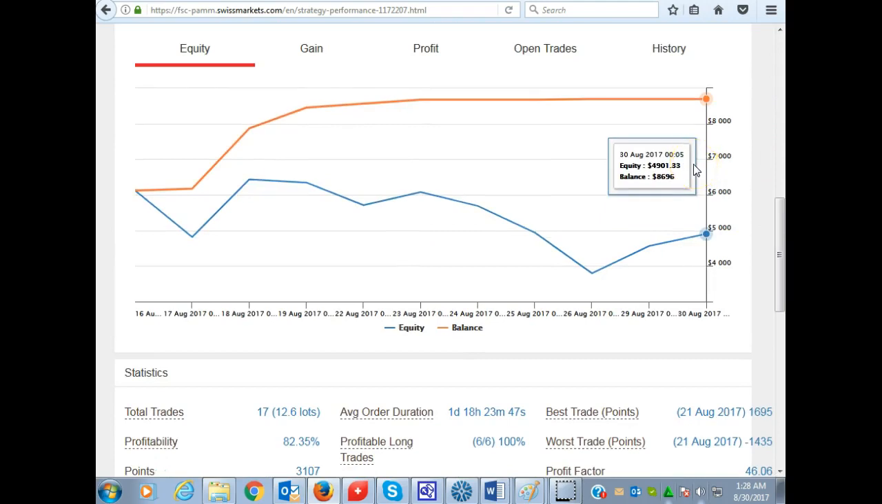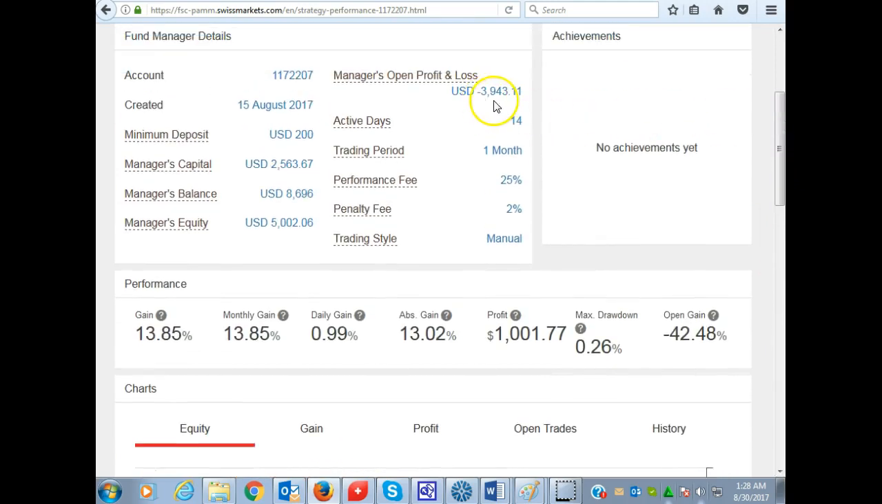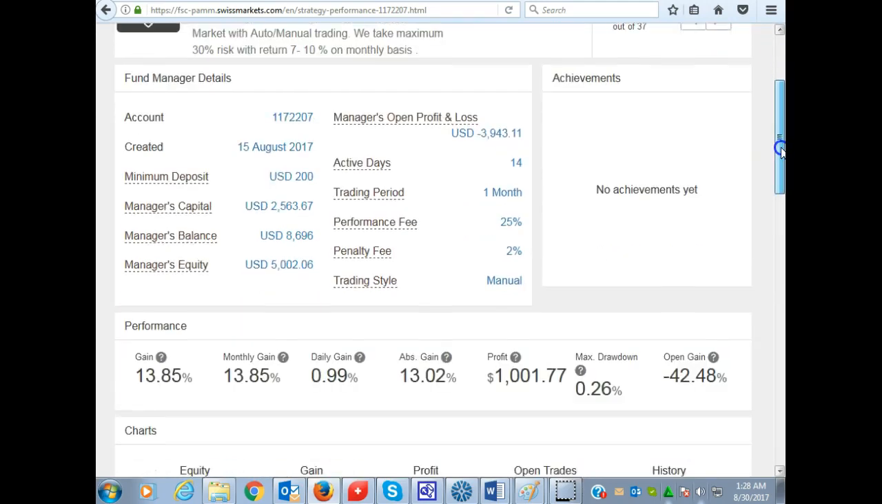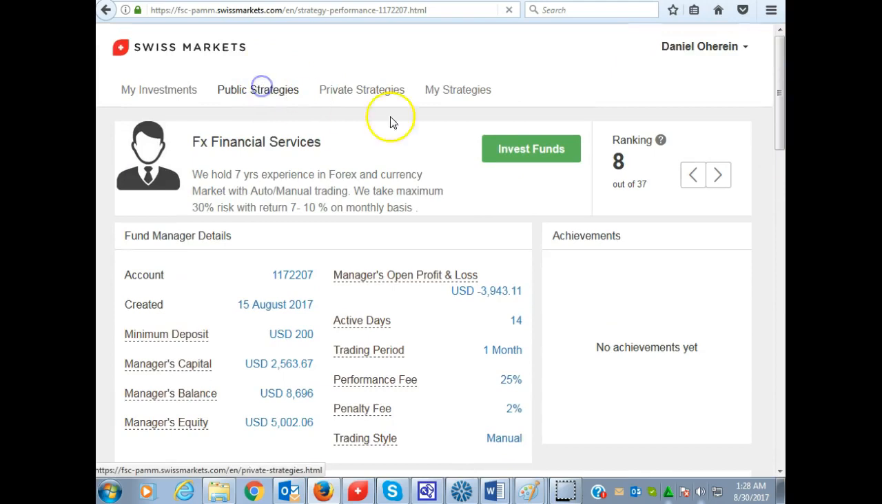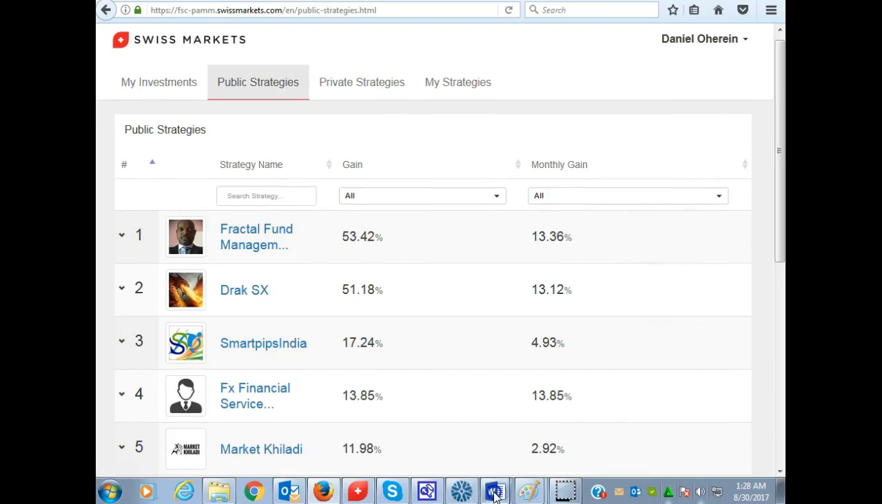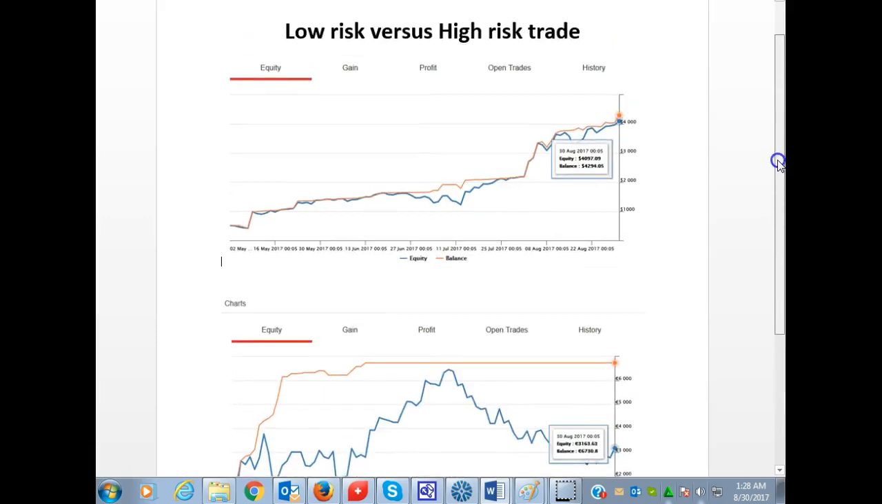So until this gap is closed, he has to bring this amount of money, minus 3,000, which is almost 4,000. Otherwise, if he closes this trade, he will lose about 3,000. His equity will just be somewhere around 1,000. So this is how you can use the statistics available on Swiss market to analyze whether a trader is a low-risk trader or high-risk trader. This is where we started.